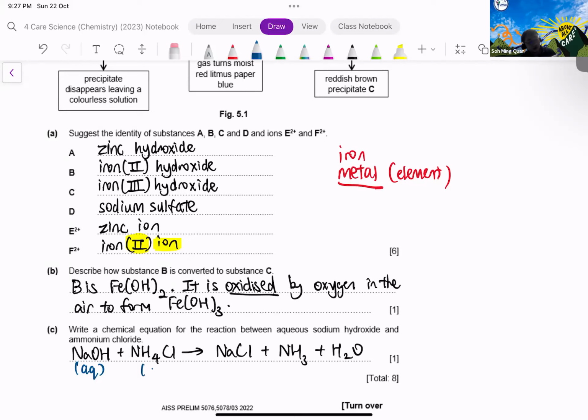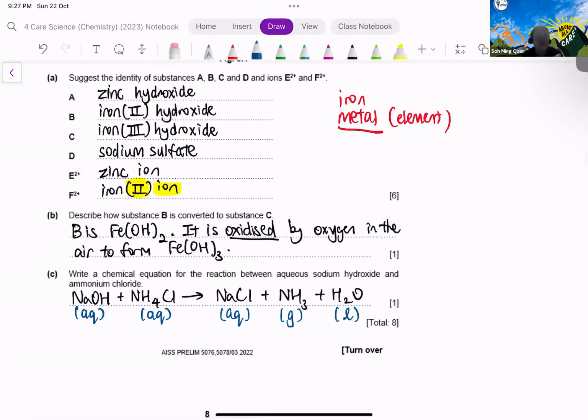Okay, so ammonium chloride and sodium hydroxide in these cases are aqueous. The sodium chloride is also aqueous because sodium chloride is a soluble salt. It dissolves in water. So these three are aqueous. Ammonia, gas. Water is a liquid. So these are the state symbols if you really wanted to write them in. Now, this is the chemical equation for the reaction between aqueous sodium hydroxide and ammonium chloride.